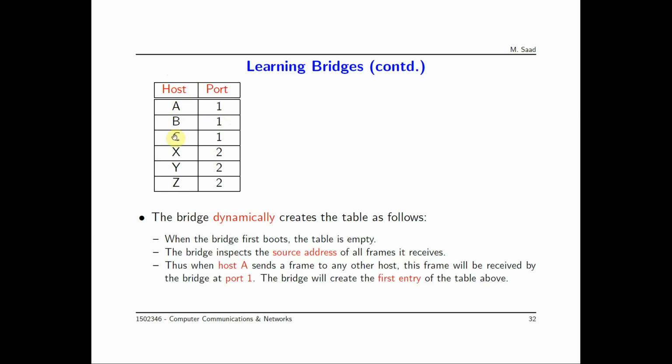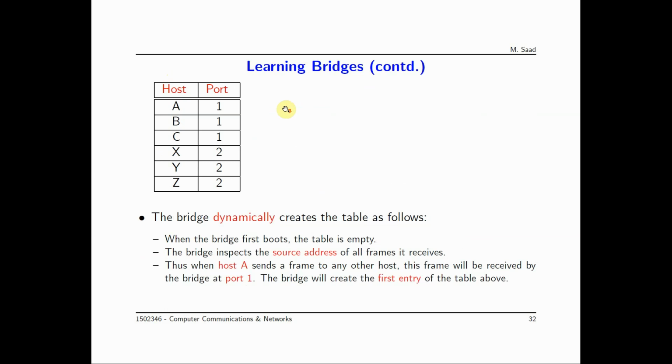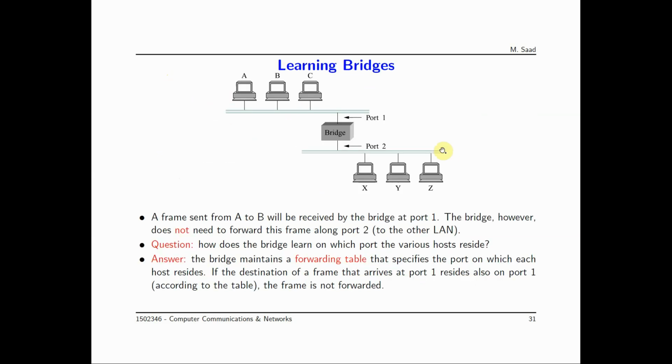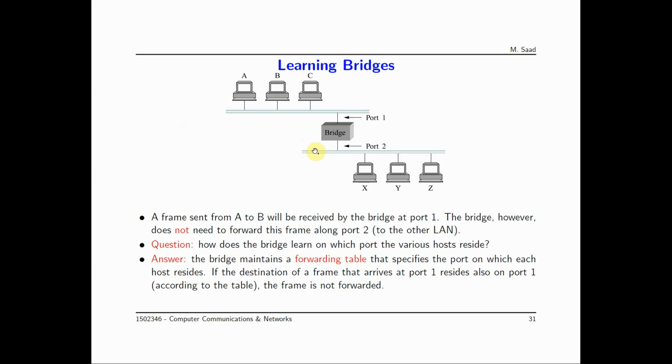On the left column here, we have all the devices, all the stations, or all the machines connected to the extended LAN. And on the right, we have the port to which the machine is connected. So as you notice in this configuration, machines A, B, and C are connected through port 1, and machines X, Y, and Z are connected through port 2. For simplicity, let's imagine first that the bridge has this table already. How will it use this table? Let's try to give you an example.